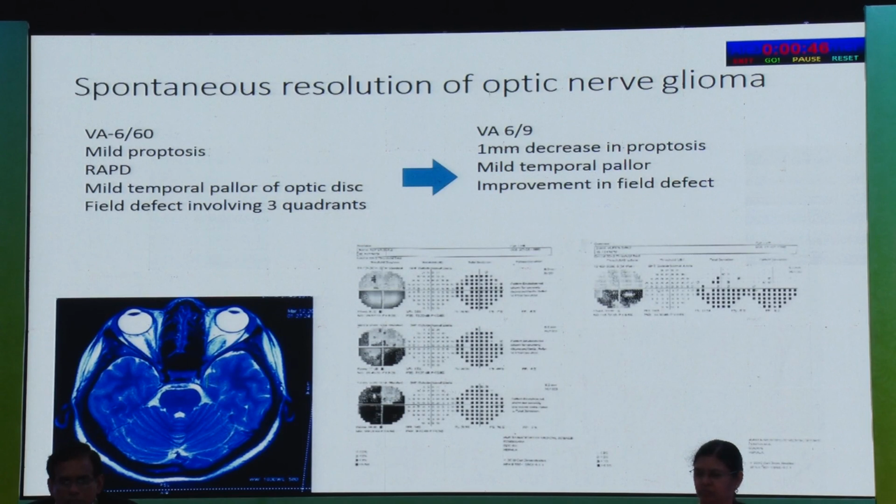Another case is a case of optic nerve glioma. She is under follow-up for a long period, from 4 or 6 years back. Initially her vision was 6/60 and she had mild proptosis, RAPD and mild temporal pallor of the optic disc, and you can see the visual field. Then after 5 years, when she reported to us, her visual acuity had improved to 6/9 and there is a 1 millimeter decrease in proptosis, but the disc pallor was persisting, and definitely there is improvement in the field defect. So spontaneous resolution of optic nerve glioma has been reported.